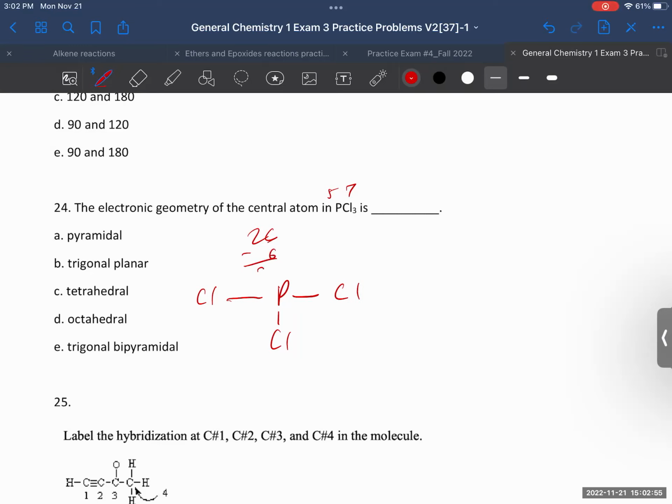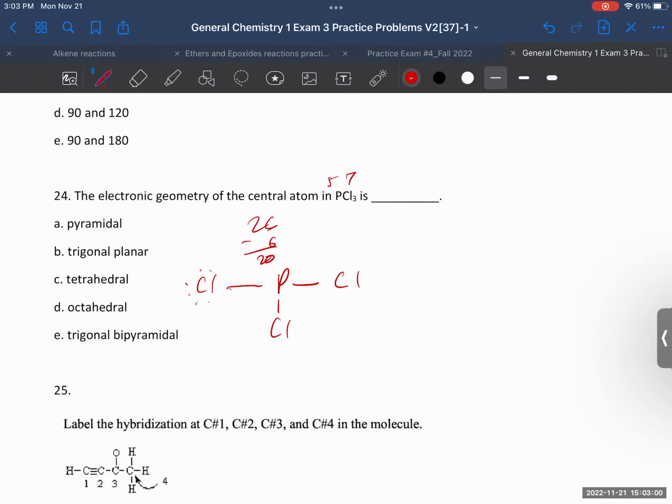26 minus 6 is 20 electrons. Then we need to do the whole roundabout thing, so 6 more for these chlorines to be satisfied. But wait, we're still missing 2 electrons. Where do we put those on top of the phosphorus? So yeah, we have all this, and the correct answer is indeed E, trigonal bipyramidal.